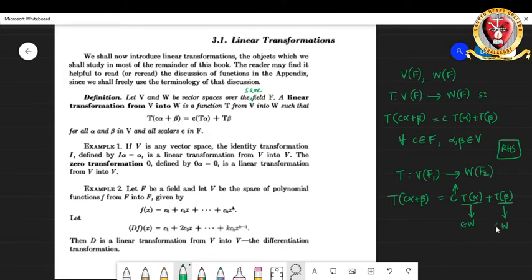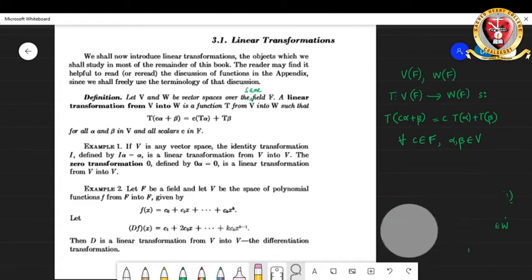We know that. But this C was taken from F1, because in order to define C alpha, we need C to be inside F1. But this C necessarily need not be in F2. That is a completely different field. And there is only one possibility: F2 is a subset of F1. If this condition is satisfied, we can say that it is okay. Otherwise, we cannot define a function from V to W over different fields such that this condition is generally satisfied. That's why we are emphasizing that both vector spaces V and W should have the same field.